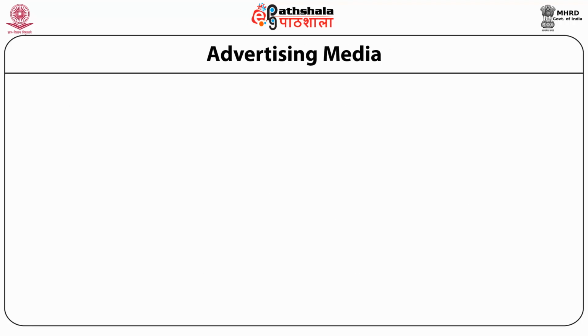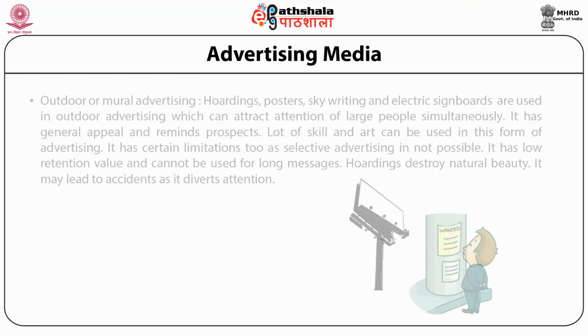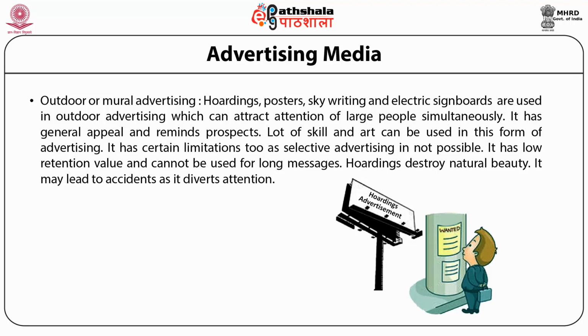Various types of advertising media are available. One of them is outdoor or mural advertising. So, hoardings, posters, skywriting, and electric signboards are used in outdoor advertising, which can attract the attention of large numbers of people simultaneously. It has general appeal and reminds prospects. A lot of skill and art can be used in this form of advertising.